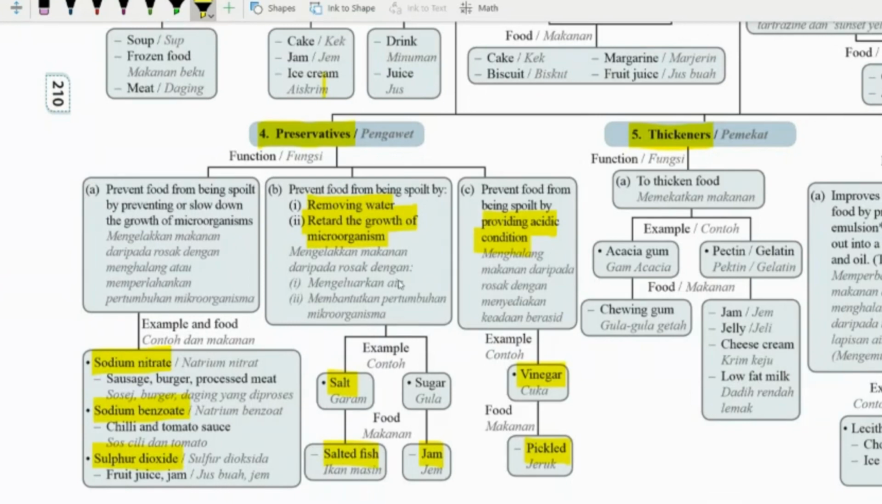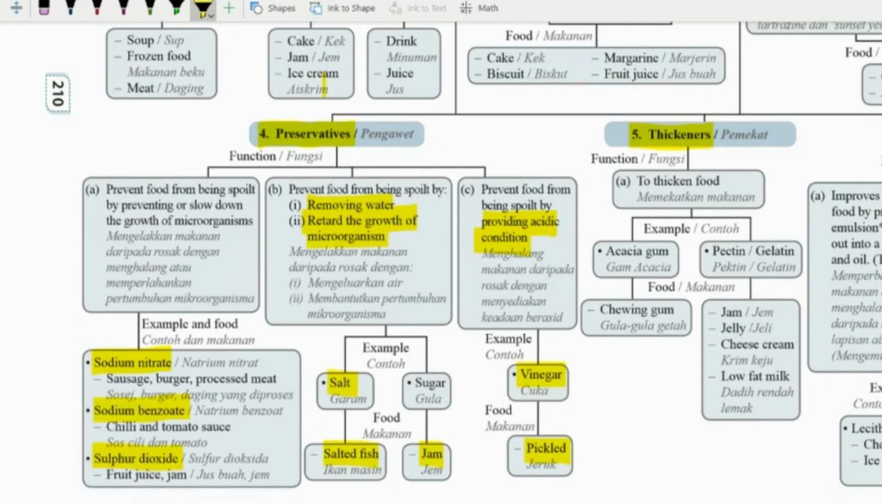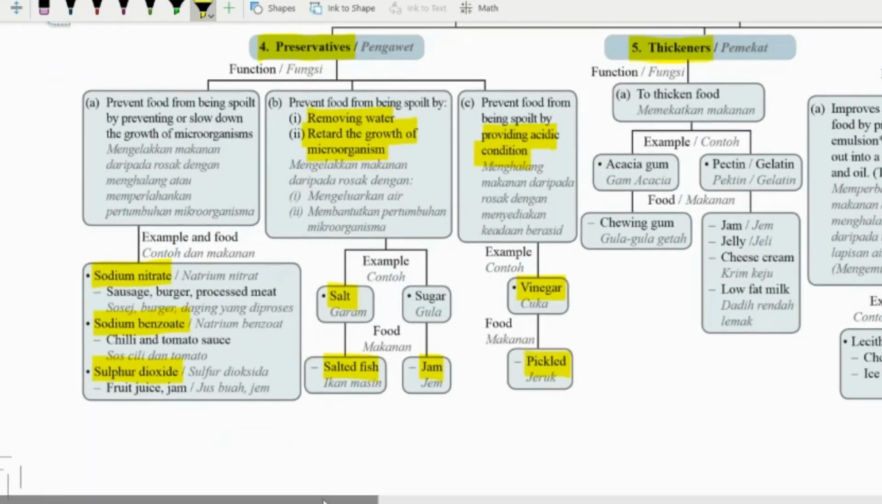Any question you want to ask about this? Any question, class? Is that okay? I think so. Next, we look into this one.